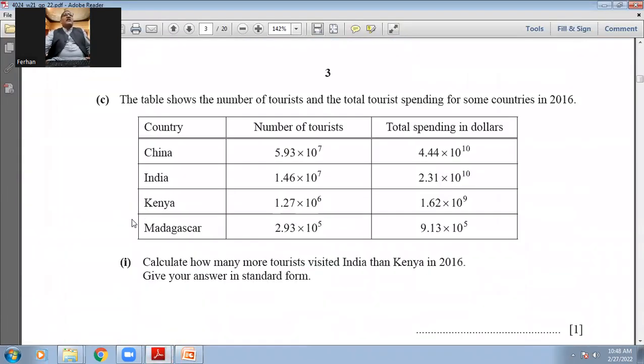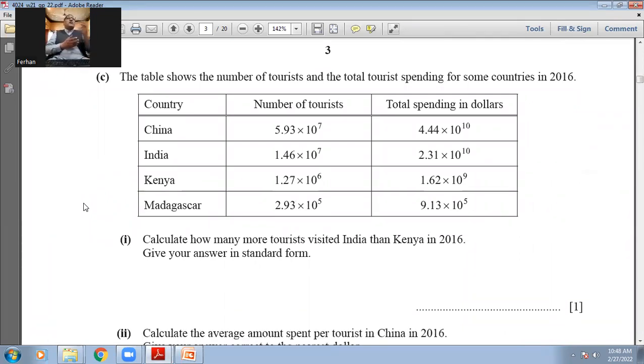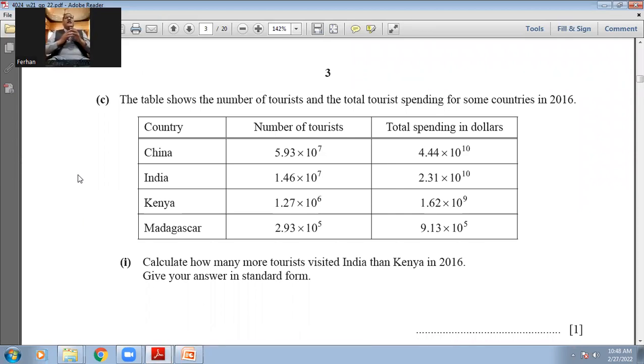So that was the B part. Okay, now we are on question number 1, part C. It says the table shows the number of tourists and the total tourist spending for some countries in 2016.